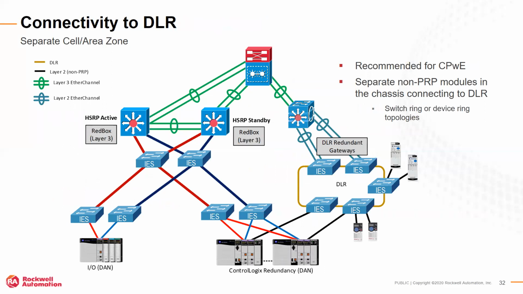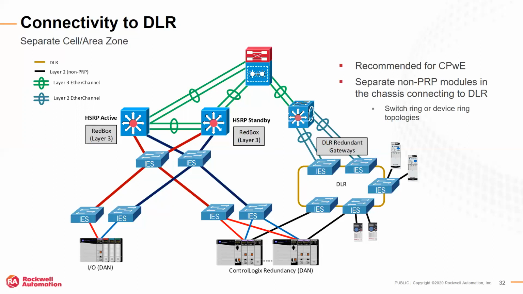Another question you may be thinking of is how do I connect my PRP network to a device level ring network that may already exist. The quick answer is yes, you can do that. There are different ways to do it, and this system would be part of a larger Converged Plantwide Ethernet system. On your ControlLogix redundancy at the bottom, you've got an EN2TP Ethernet module connecting to your PRP network.